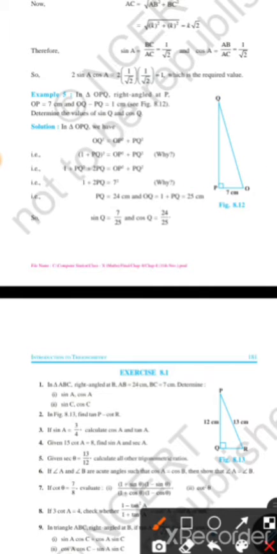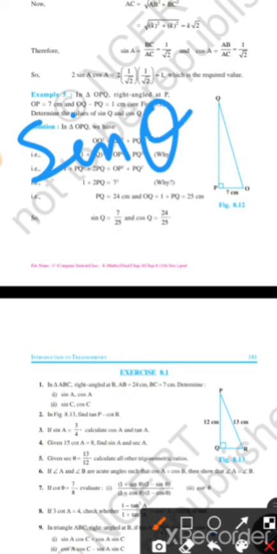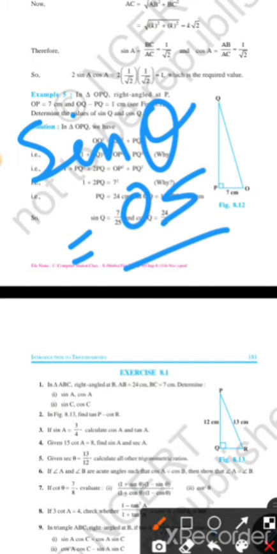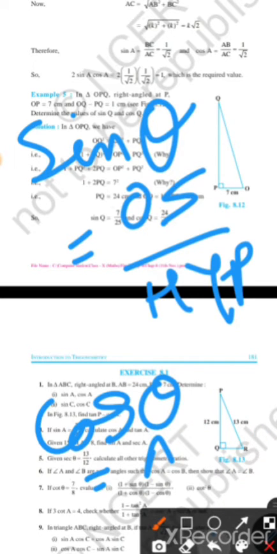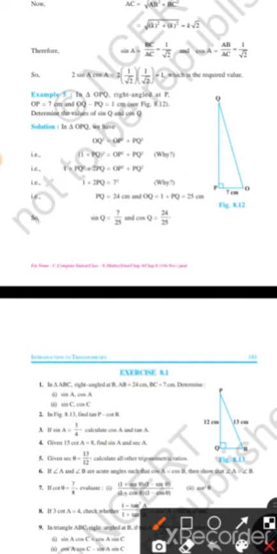So what we had studied in the last lecture is, what is sin theta? Equal to opposite side upon hypotenuse. And what was cos theta? Equal to adjacent side upon hypotenuse. So we'll be applying it here. So how do we do it? When the triangle is a right angle triangle, we can always apply Pythagoras theorem.